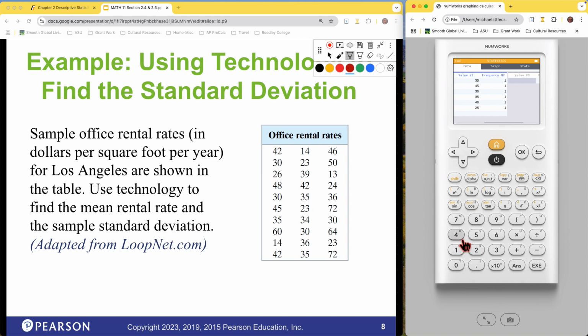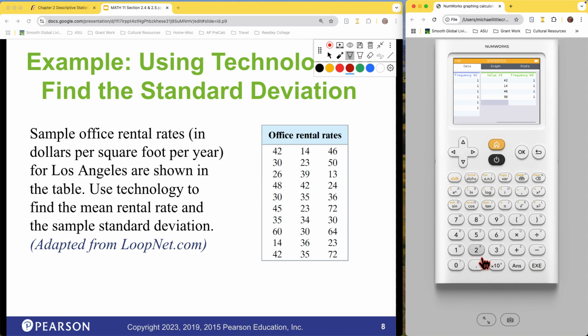So let's just put this data in, 42, 14. And what I'm doing is I'm going to go across and keep going. And what it's doing is it's putting in a frequency of 1, which is what I want for now. Oops. What did I do there? I did something, 46. Okay. And I made an error over here. It's not 46 frequencies, just one. Okay, let's get back on track.